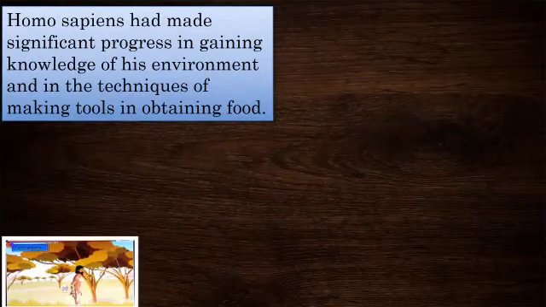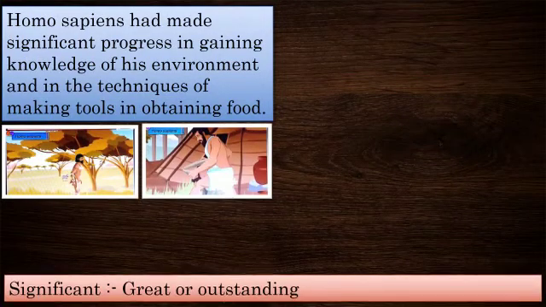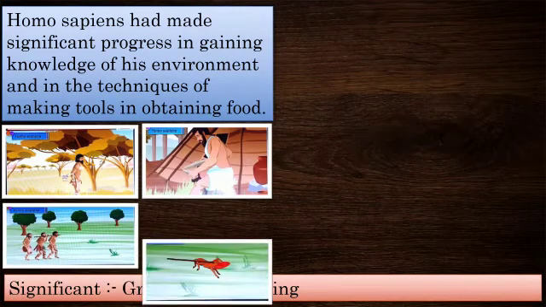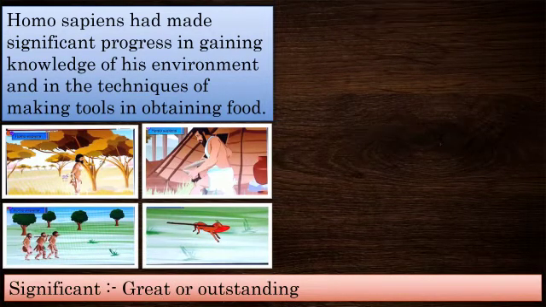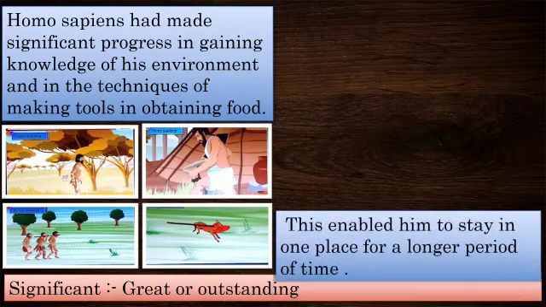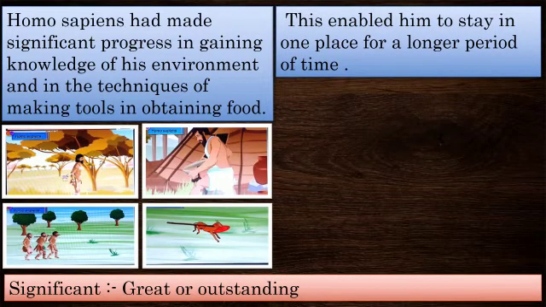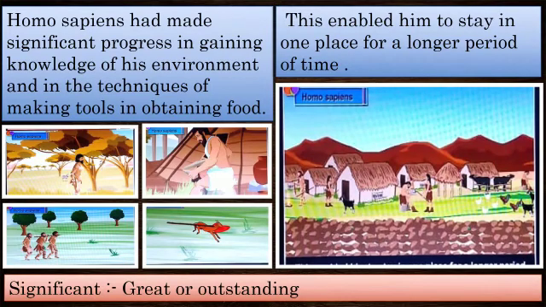Homo sapiens had made significant progress. Significant means they had made great or outstanding progress in gaining knowledge of his environment and in the technique of making tools in obtaining food. So children, Homo sapiens had made significant progress in gaining knowledge about what? About environment and in techniques of making tools for obtaining food, which enabled him to stay in one place for a longer period of time.